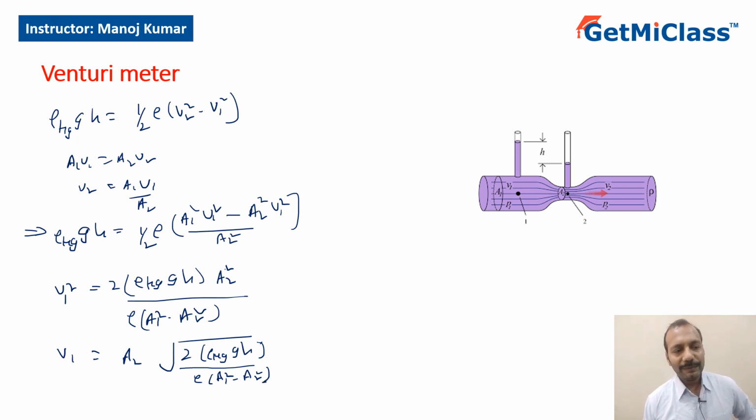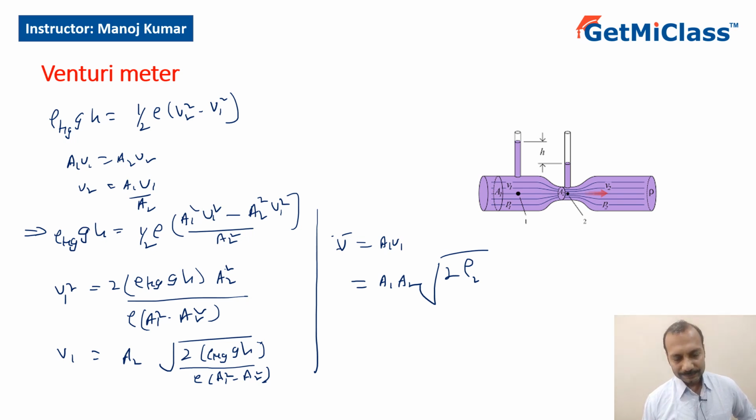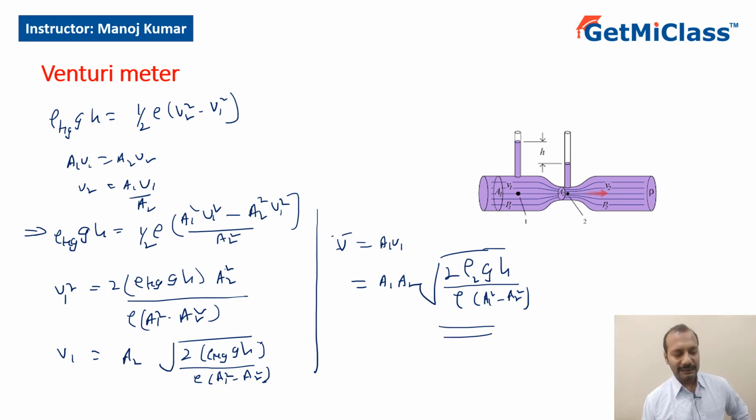Now rate of flow would be A1 V1 again. So rate of flow, the volume flowing per unit time, is equal to A1 V1. That will be equal to A1 A2 under root of 2 into density of the fluid in the vertical pipes, rho, into acceleration due to gravity into difference in heights in the vertical pipes, by density of the fluid into A1 square minus A2 square. If both the densities are same, it becomes 2gh by A1 square minus A2 square. So this is how we measure rate of flow through a venturimeter.